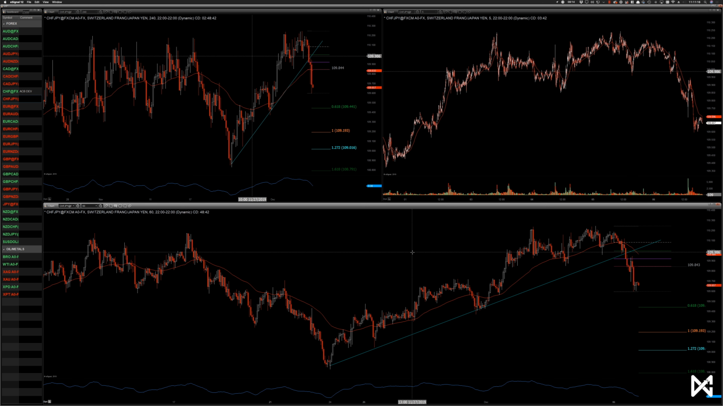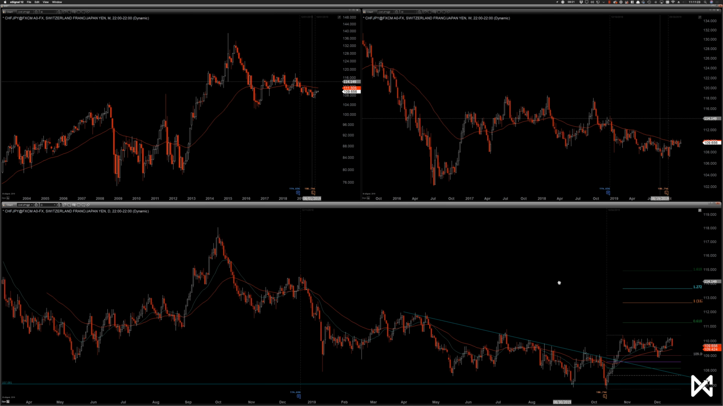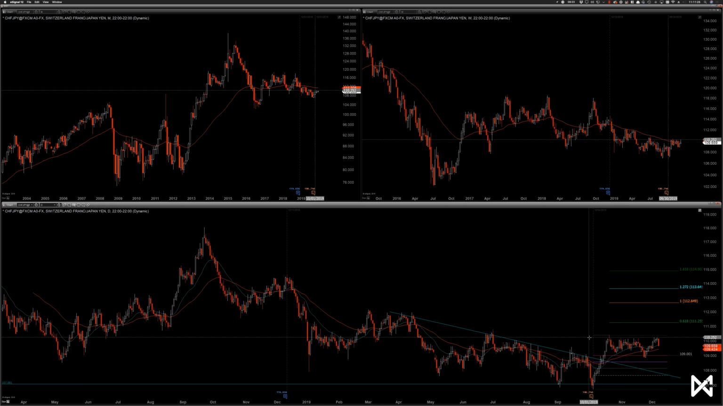Now, okay, the pattern is here. It's a CBO on a lower time frame. But what about the daily? What does the daily have? And the question is, do I want to go short on this?